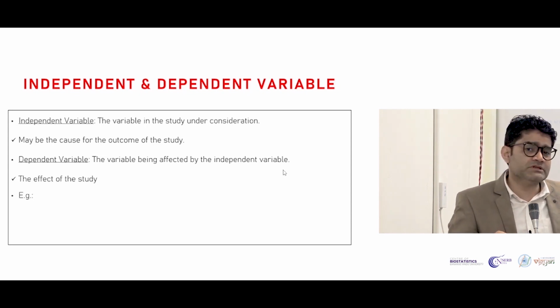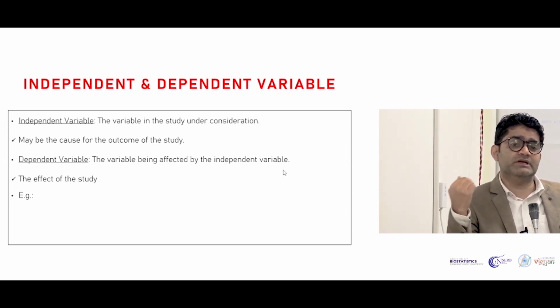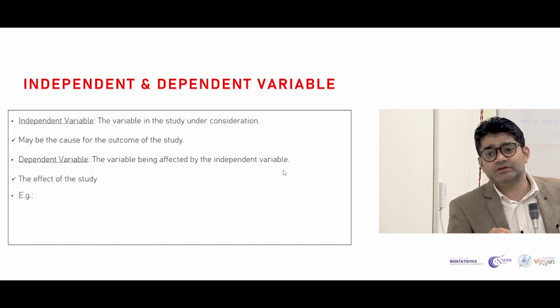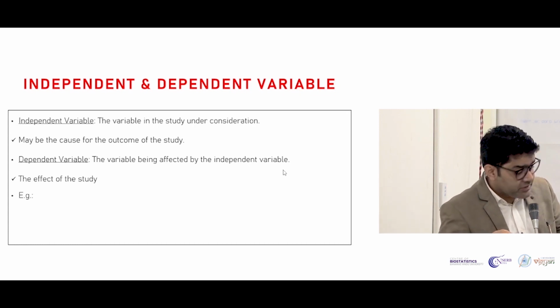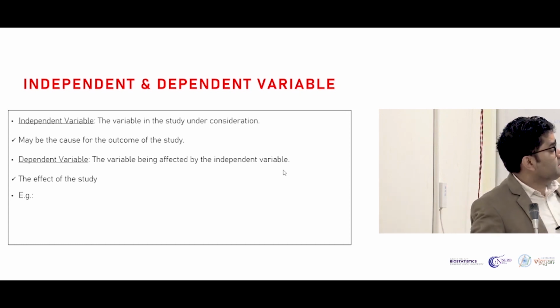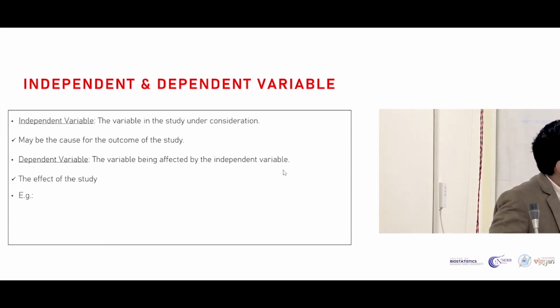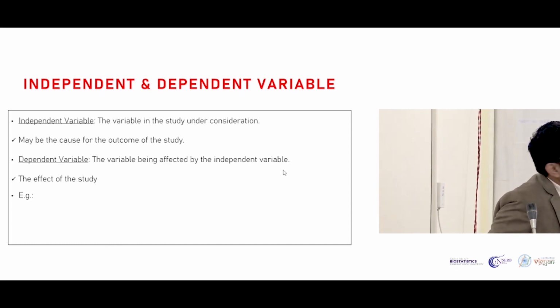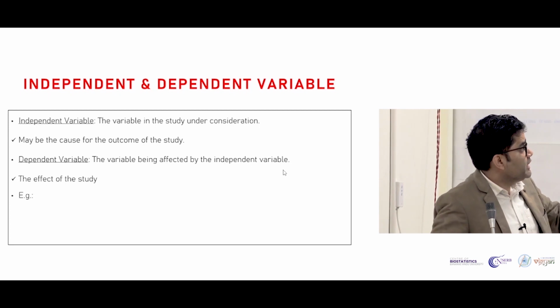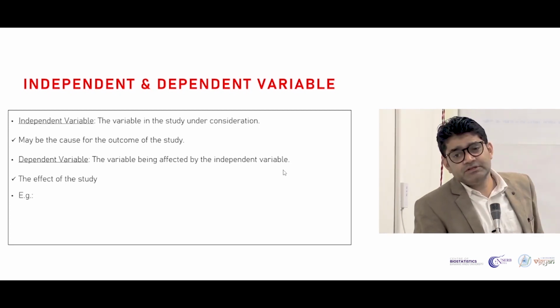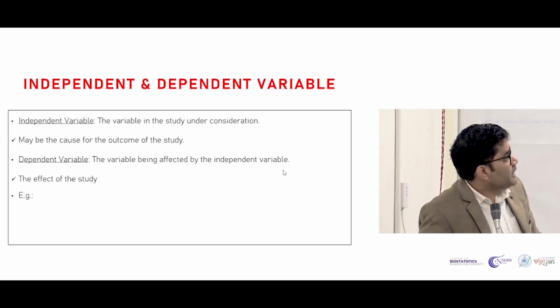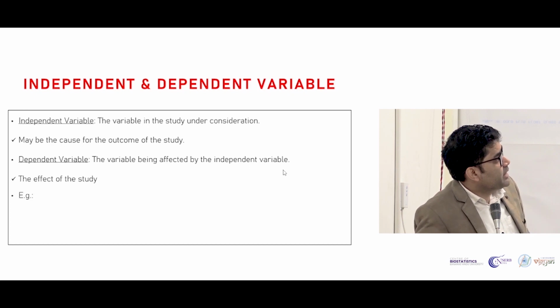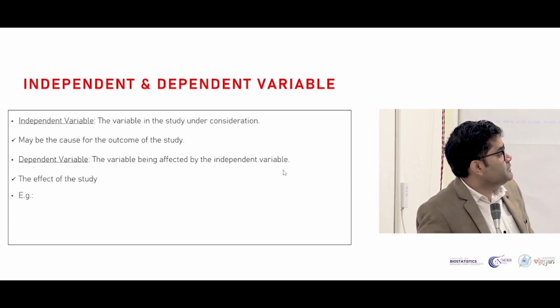Okay. So, by just looking at the graph also, you can tell the nature of the data, whether it is a continuous variable or whether it is a discrete one. Now, once it is decided what is the nature of the variable, generally in our analysis, we have two types of variable. One is your independent variable and the second one is your dependent variable. Independent variable, the variable in the study under consideration, may be the cause for the outcome of the studies.